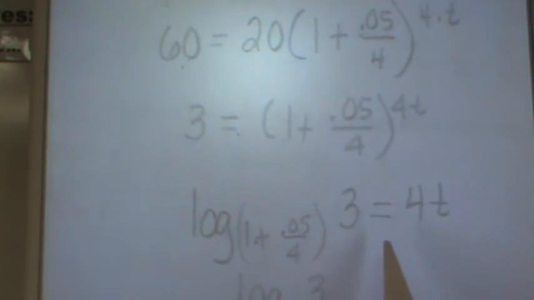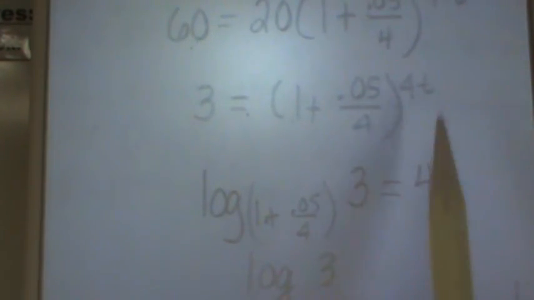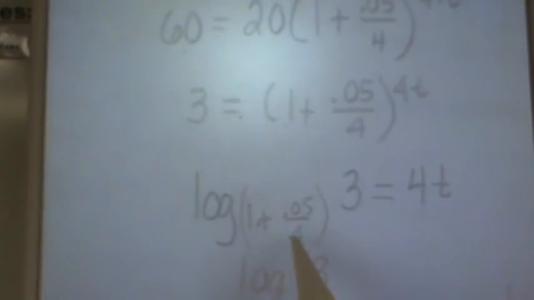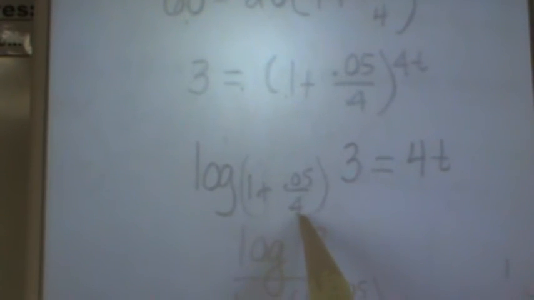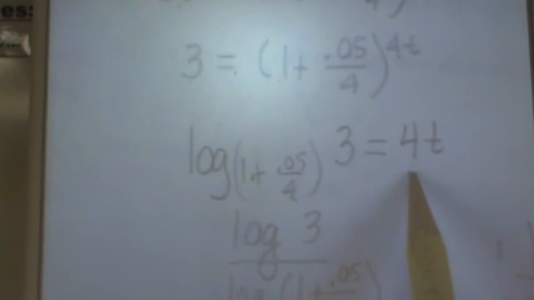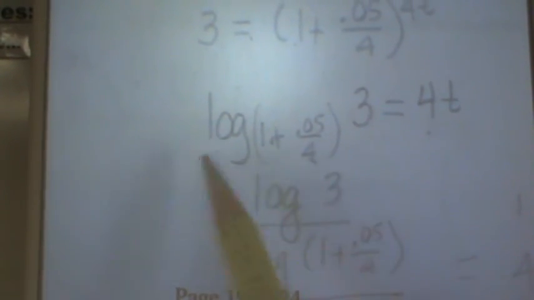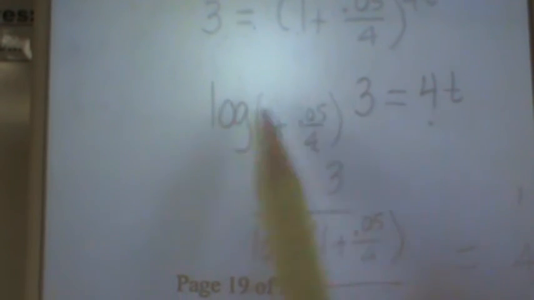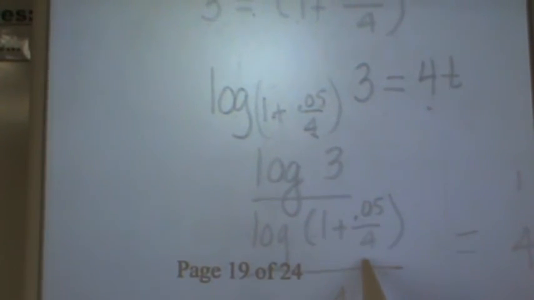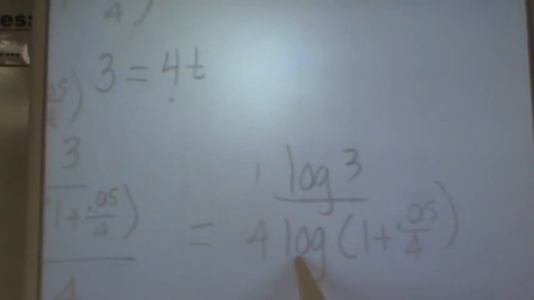So now I'm going to turn this into a log problem. This would be the base right here. We're going to keep it as 1 plus 0.05 divided by 4. The answer: 3 is equal to 4t. Now, the change of base formula says it's the log of 3 divided by the log of 1 plus 0.05 divided by 4. And now you're going to divide that answer by 4, which is really multiplying it by 1/4.